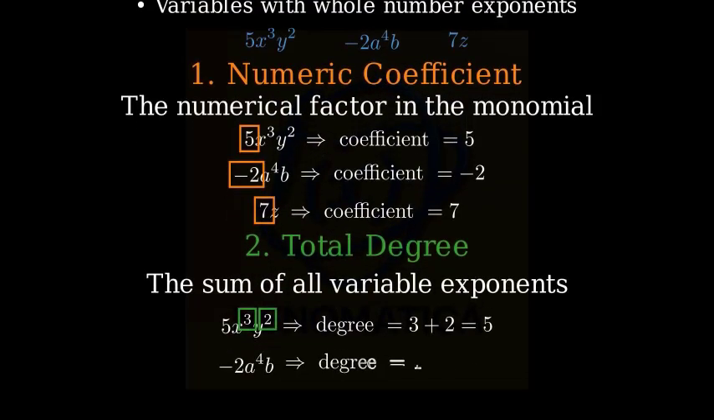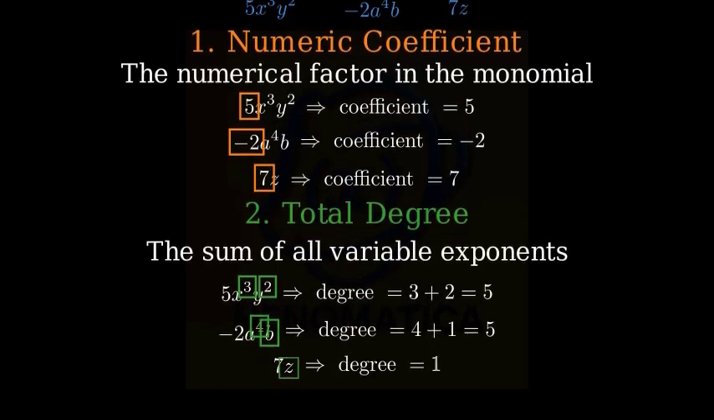For negative 2a to the fourth power b, the exponents are 4 for a and 1 for b, since b to the first power is just written as b, so the total degree is 4 plus 1, which equals 5. For 7z, the exponent of z is 1, so the total degree is just 1.